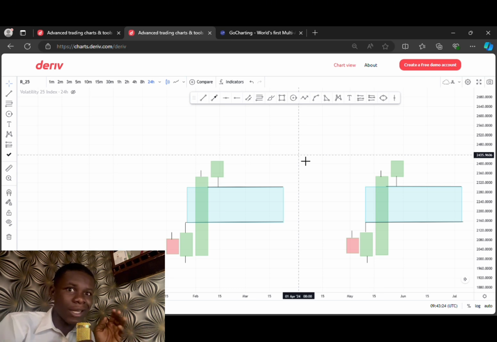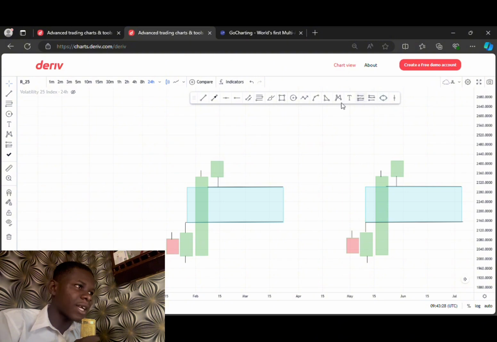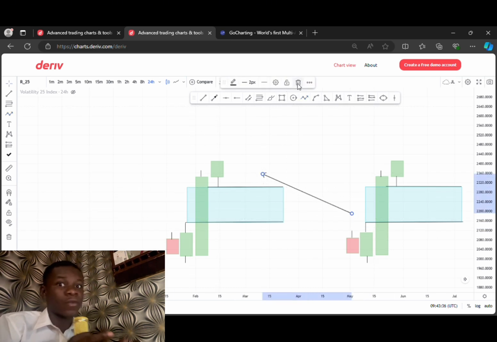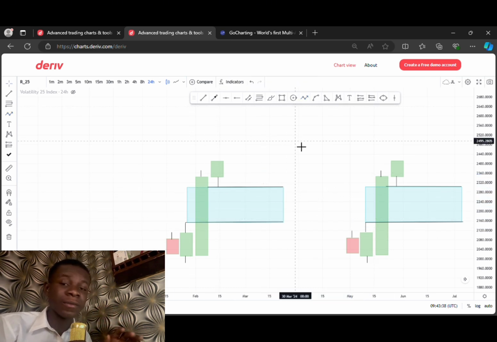As you can see, they are slightly the same. You can see the high and the low is the same. The way they are being measured is exactly the same, but they are used for different reasons, absolutely different reasons.